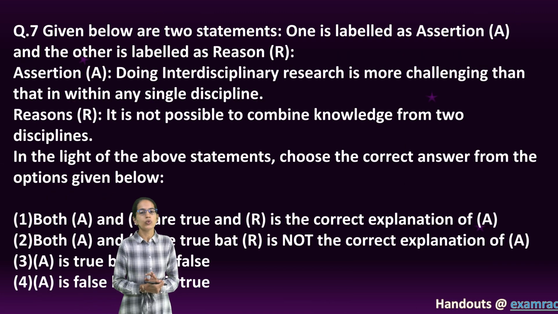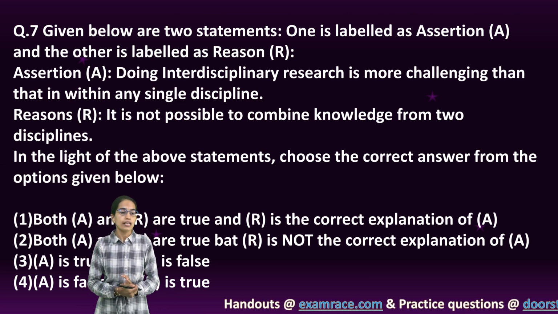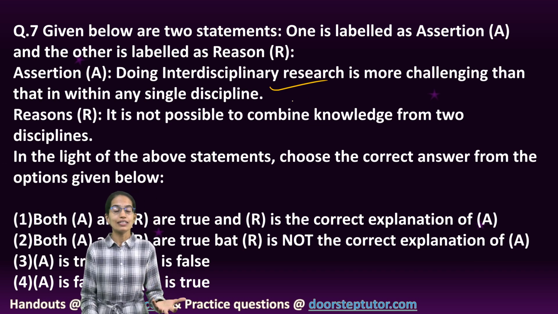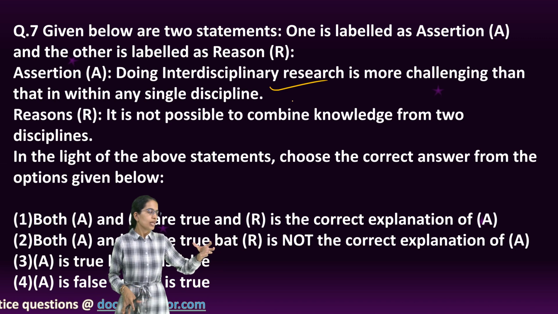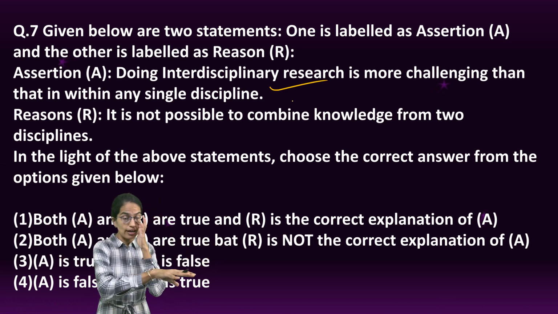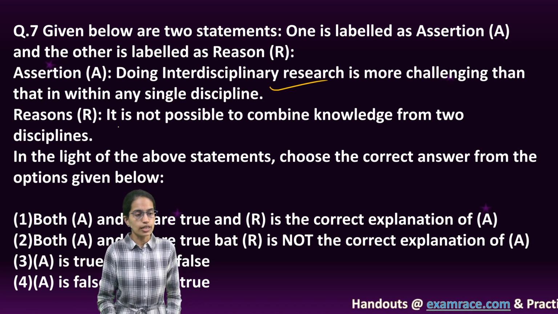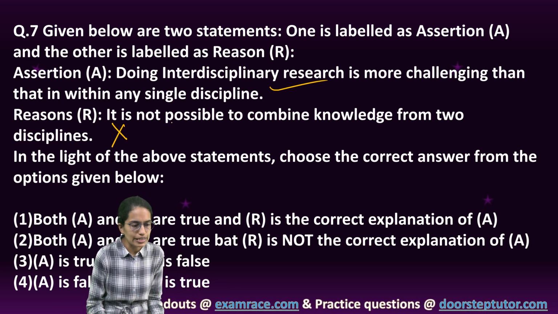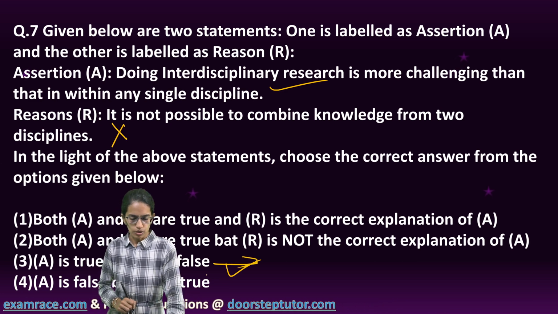The next is: doing interdisciplinary research is more challenging than within any single discipline. That's correct, because doing interdisciplinary research requires knowledge about various disciplines. Let's say I am including sociology, psychology, economics together. So I need to have knowledge about sociology, psychology, economics. It's not possible to combine knowledge. That's incorrect. I can definitely combine knowledge from different subjects. So A is correct, R is incorrect. So again, 3 is the correct option.